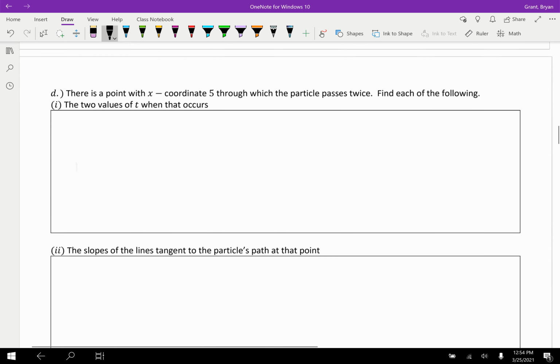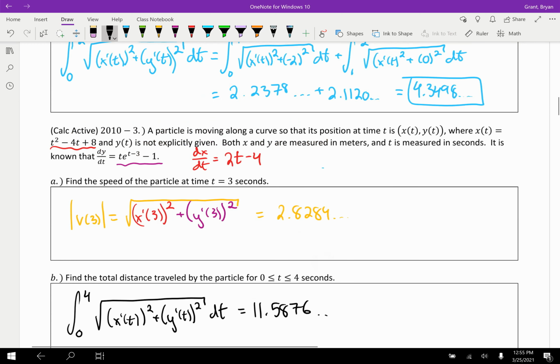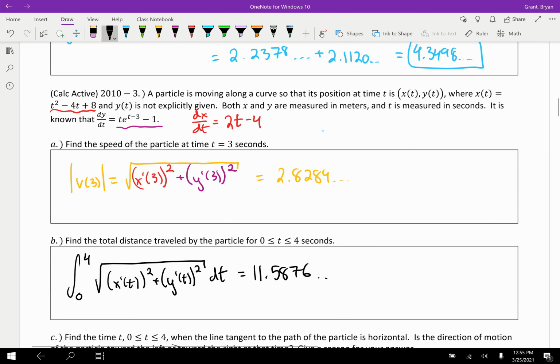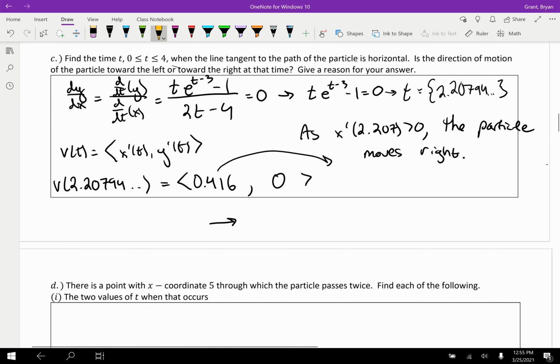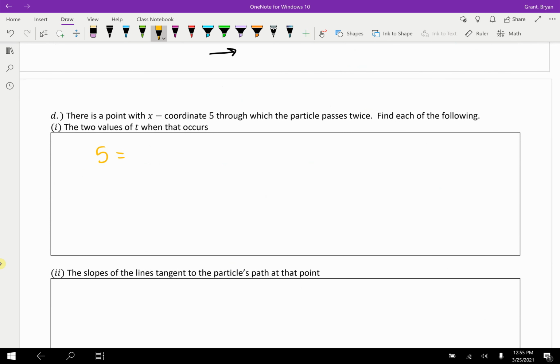All right, scooting on down. There is a point with an x-coordinate 5 through which the particle passes twice. Find each of the following. First, the two values of t when that occurs. Well, if this is the x-coordinate, then I think we have an equation that tells us the x-coordinate of the particle, which I just skimmed by. They told us that x of t is t squared minus 4t plus 8. If we want to determine where the x-coordinate is 5, let's just set that equation equal to 5, right? So we just have t squared minus 4t plus 8, and then we need to solve.